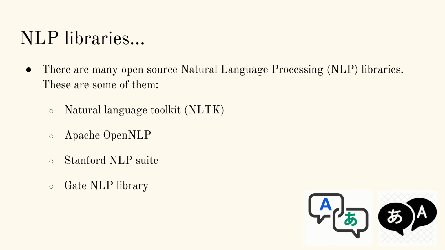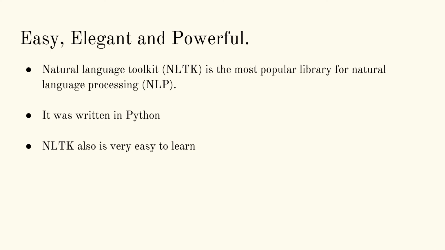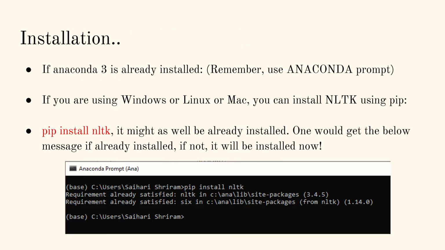Now, there are NLP libraries that are made available, and the most famous libraries are Natural Language Toolkit, which is called NLTK, Apache Open NLP, Stanford NLP Suite, and Gate NLP Library. Out of these, Natural Language Toolkit, which is abbreviated as NLTK, is the most famous one and is written in Python. NLTK is also very easy to learn and is very intuitive. Anybody can try it out and easily they can learn it. The biggest advantage is it is written in Python, so anybody can get accustomed to it very easily.